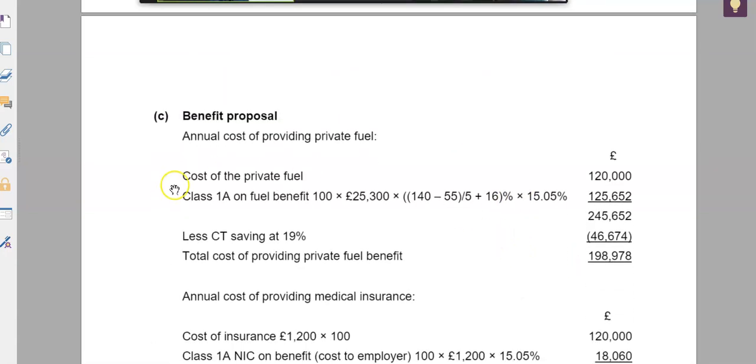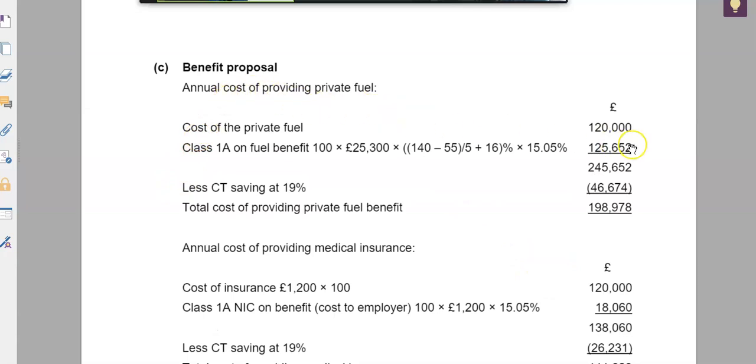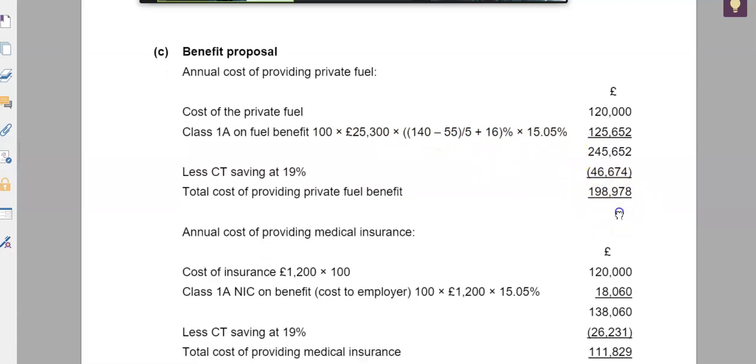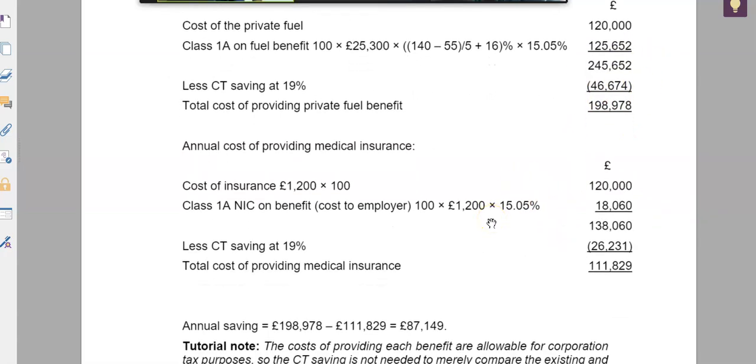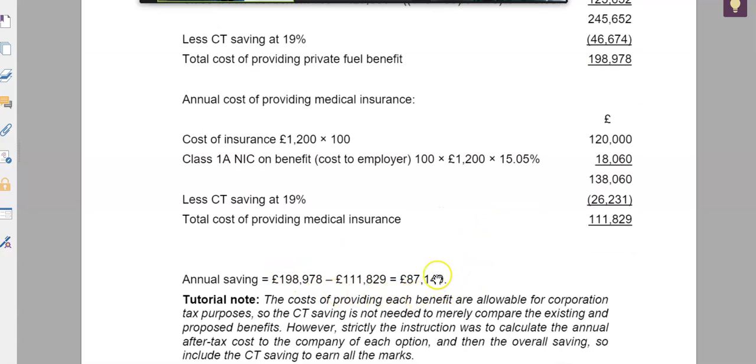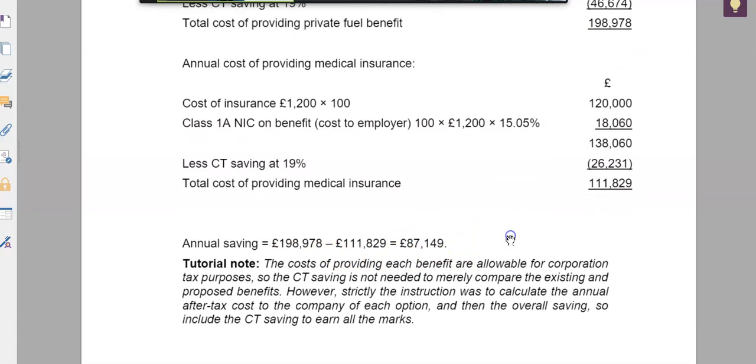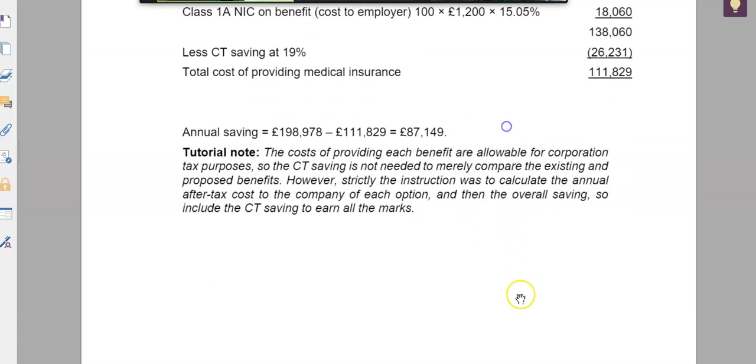So benefit proposal, annual cost of providing the fuel. This was the cost of fuel, this is the benefit calculation: the fuel benefit times the percentage times 100. This was the cost of providing the fuel, less the savings. Then the cost of providing the medical insurance, that's the cost of insurance, the benefit, and the savings. So annual savings will be this if we are providing employees with the medical insurance.